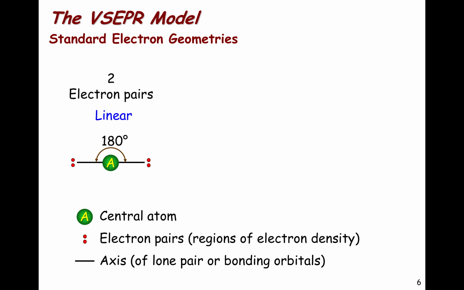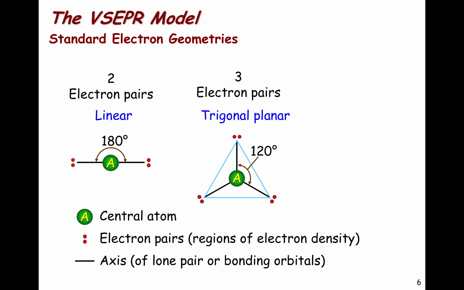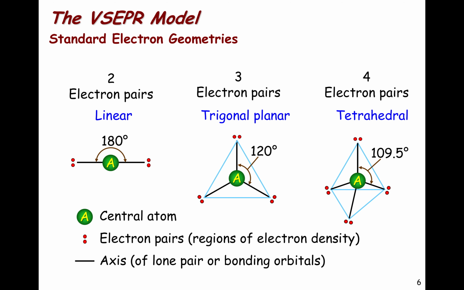And so in this case, this would be referred to as a linear structure. If we have three pairs of electrons, or three regions of electrons, this would be an angle of 120 degrees. This goes to the corners of the equilateral triangle, and so the angle here is 120 degrees. And if there are four regions or four electron pairs, the optimal angle is 109.5 degrees, so the so-called tetrahedral shape.